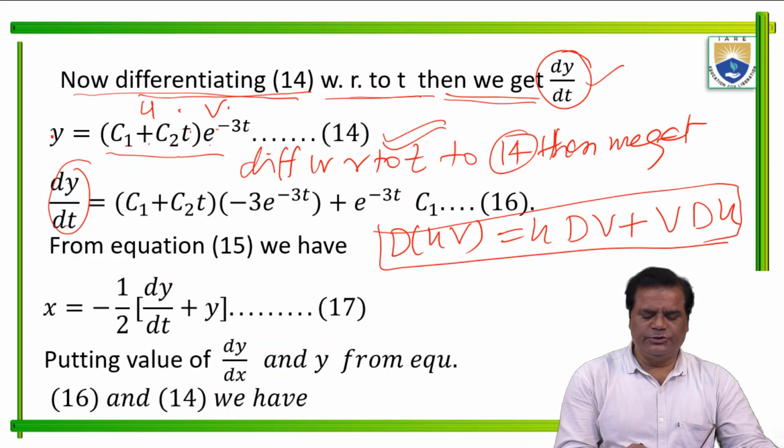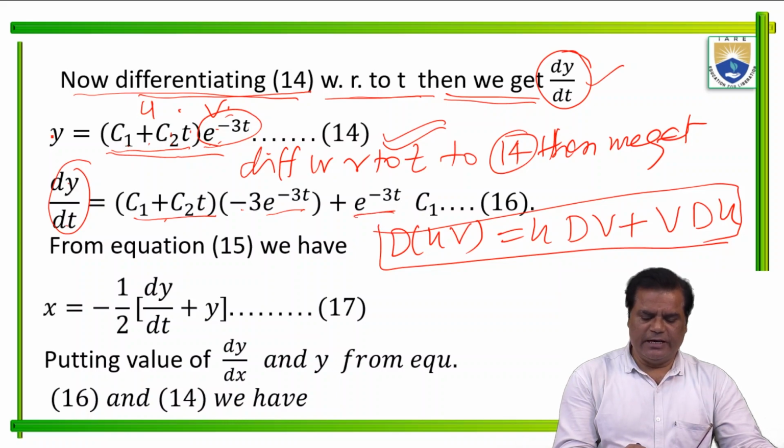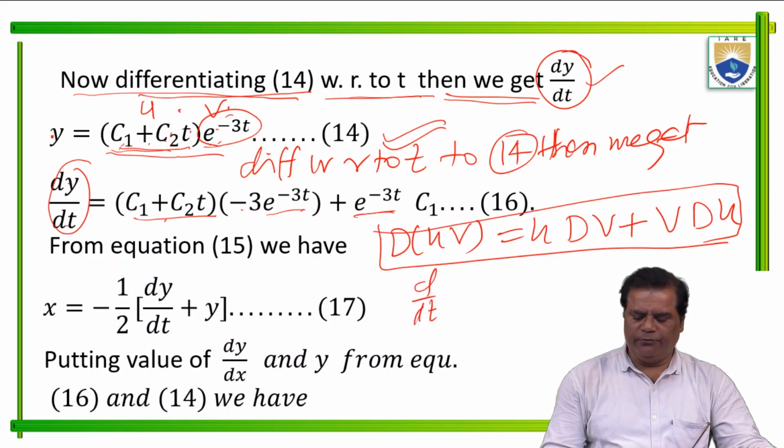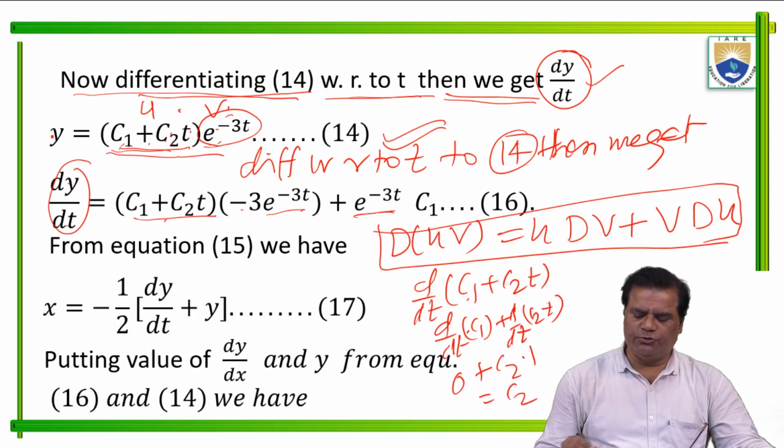dy/dt equals (c1 plus c2t), treated as constant, times the differential of e to the power minus 3t. So e to the power minus 3t stays as it is, and the derivative of minus 3t is minus 3. Plus e to the power minus 3t as constant times the differential of the bracket c1 plus c2t. d/dt of c1 plus d/dt of c2t: c1 is constant so it is 0, plus c2 into 1. So this is c2 only.